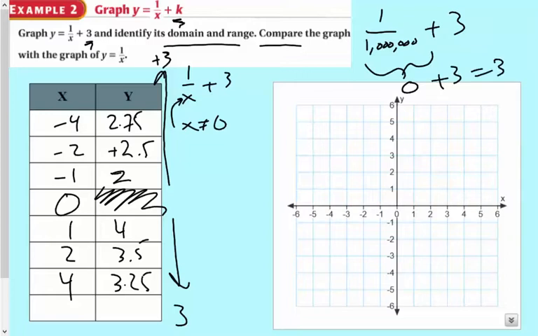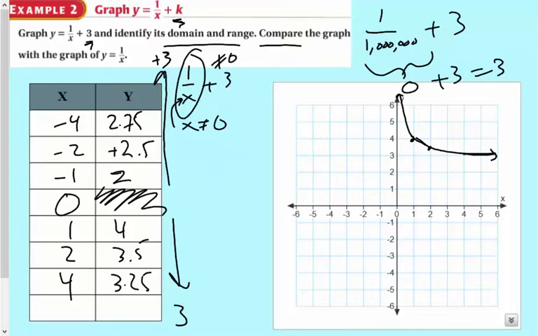But I'll plot these points and you'll see that as well here. 1, 4, 2, 3.5, 4, 3.25. And you can see here, the values are getting really close to 3, without ever actually reaching it. It's impossible for it to reach 3, because no matter what, this 1 over x part can never equal 0. It can be really close to 0, but it won't ever actually get to 0.